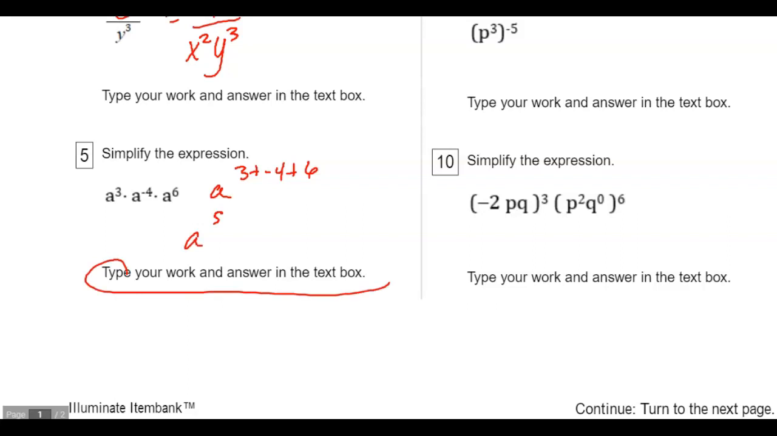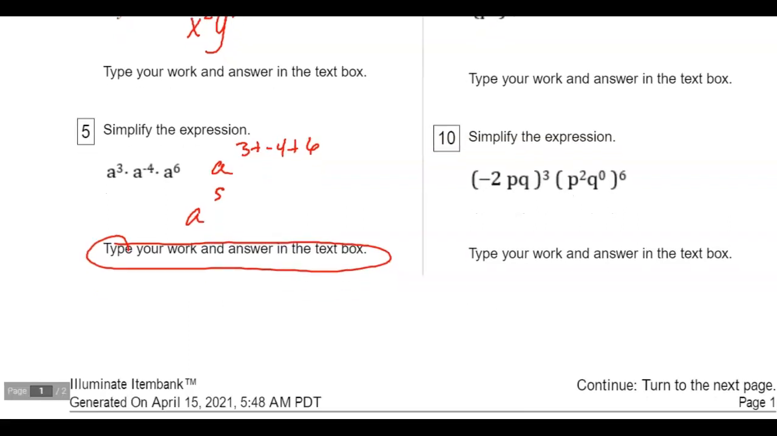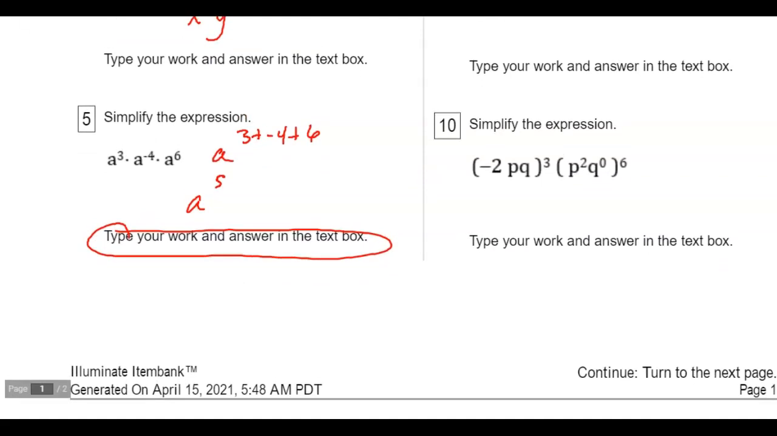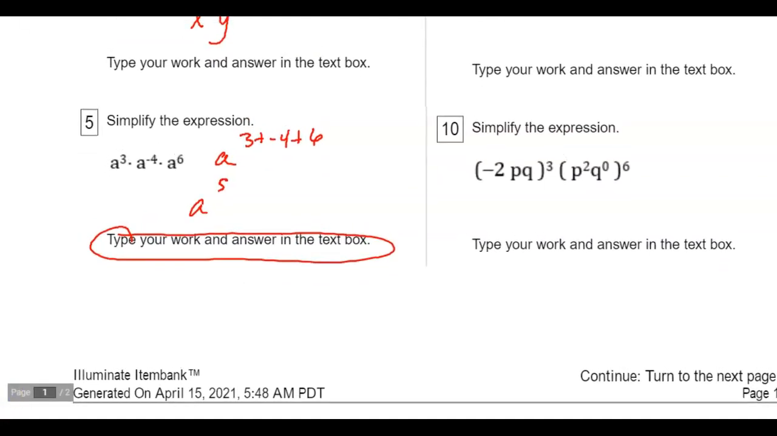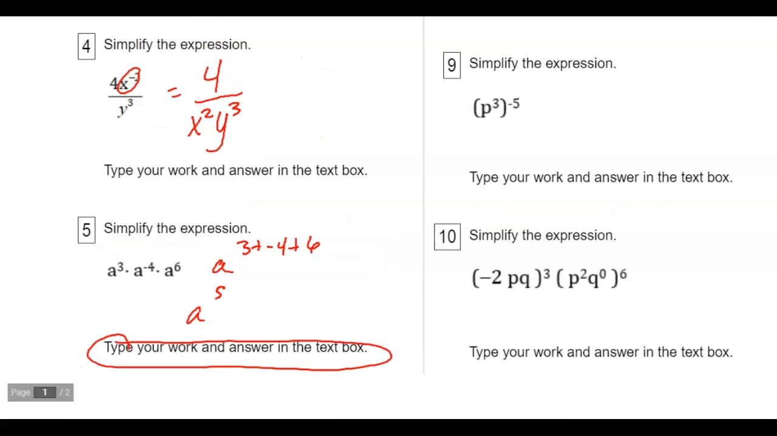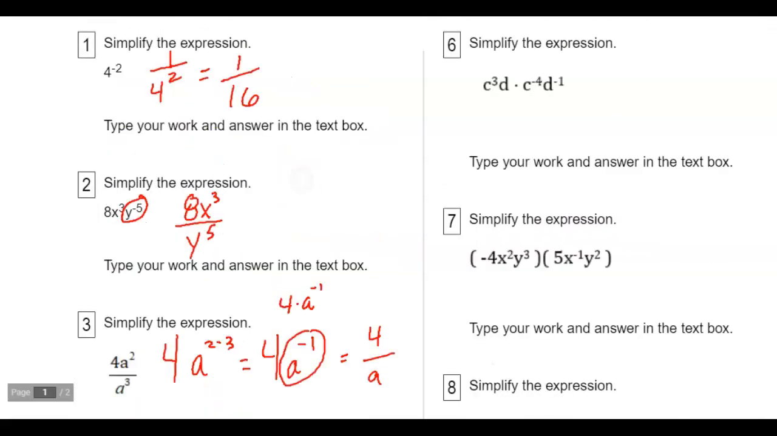So it always says, type your work and your answer. You should have that first step there to show me that you know what you're doing. Okay? So now, going back up here to the top.